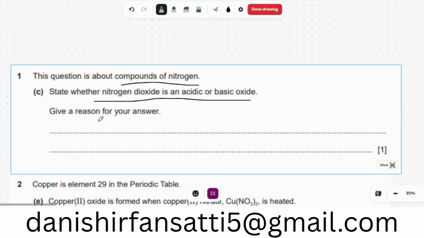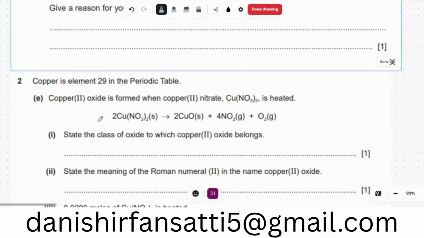So, simple: acidic, because nitrogen is a non-metal. So, all the non-metal oxides or dioxides are acidic. Okay. Now question number two.